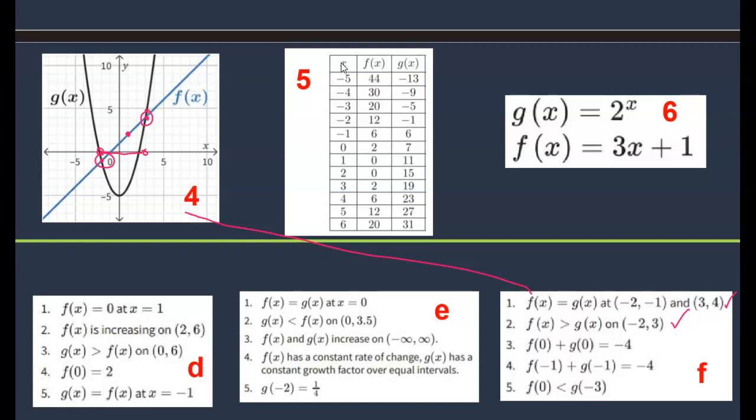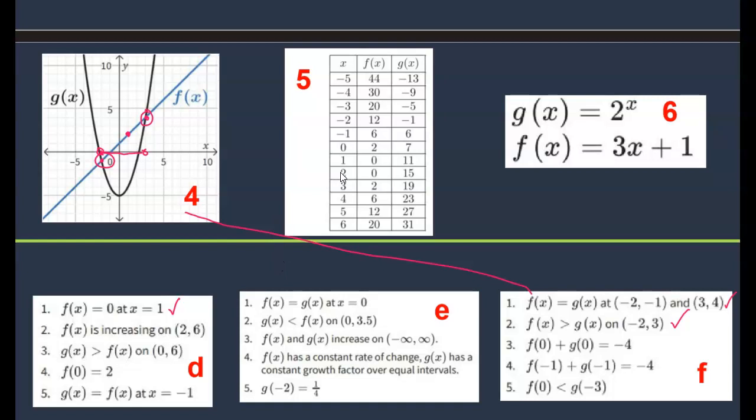X equals 1, so x, go down to 1. We're going to look at the f of x column. Is that 0? It is. That is 0 right there. That is a true statement. Okay, how about f of x is increasing on 2 to 6?